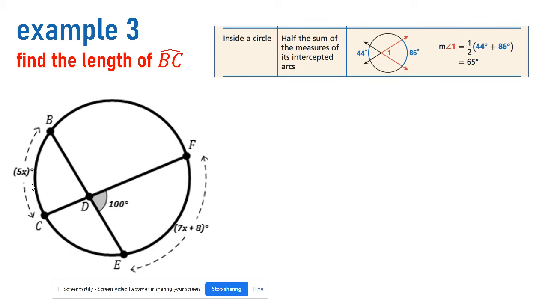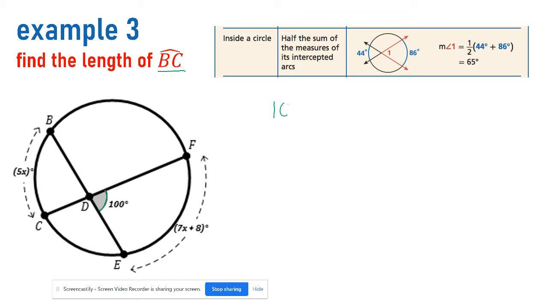All right, example 3. Same rule, same idea, except we know the angle already in the middle is 100. We've got to find information about the arcs, but instead of just solving for one of the arcs, we've got expressions for both of these arcs. So we don't know what either arc is. It's asking us to find the length of BC, but to do that, we've got to figure out what x is. So we're going to go ahead and set this up.